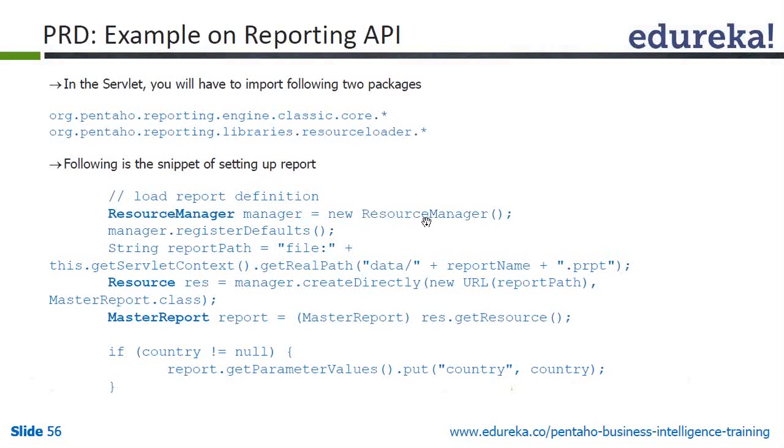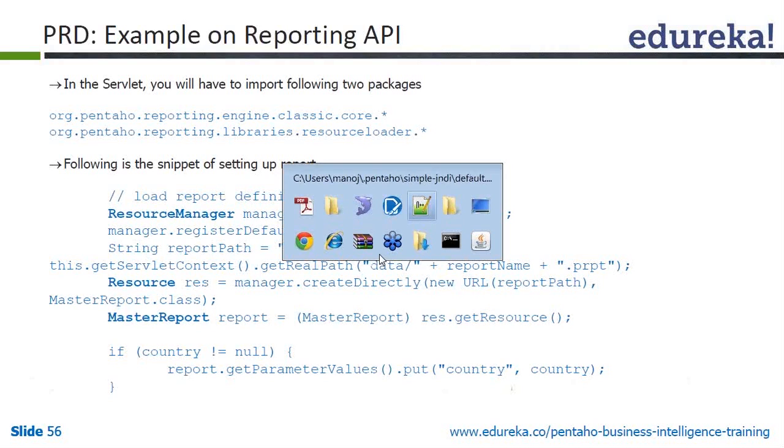So you just instantiate a report resource manager, and once instantiated, you need to register defaults. So whatever are the default settings, they will be instantiated with that manager. Then you need to configure the report file. So report file is nothing but a PRPT file.